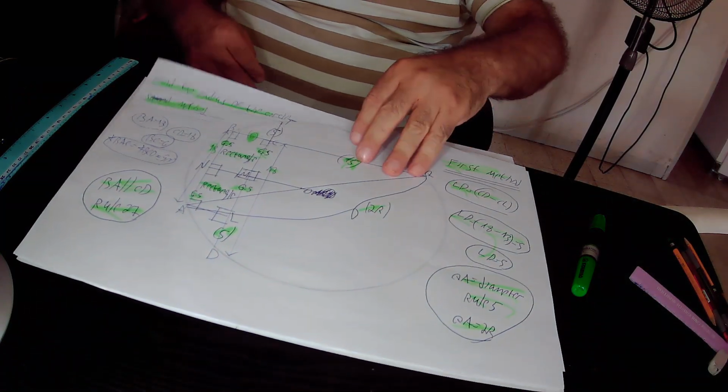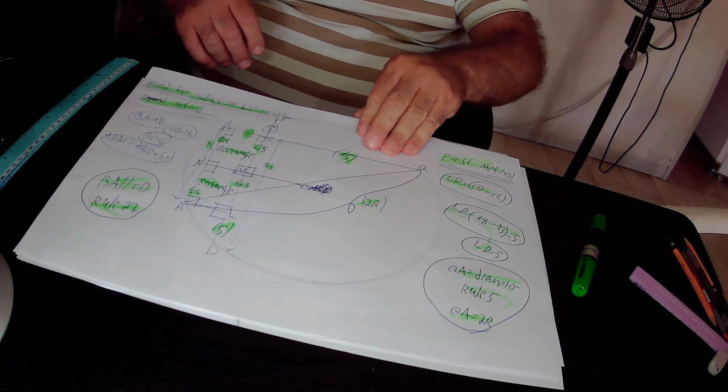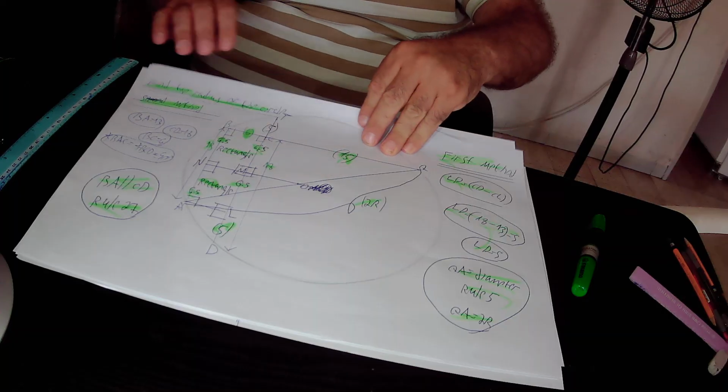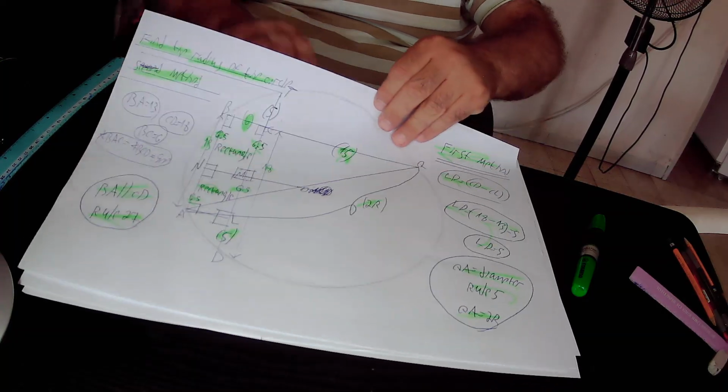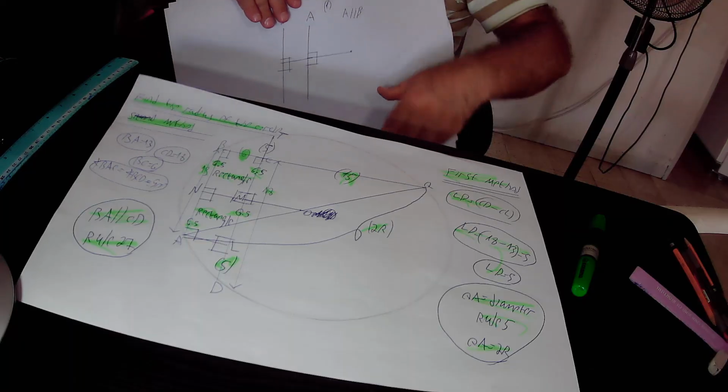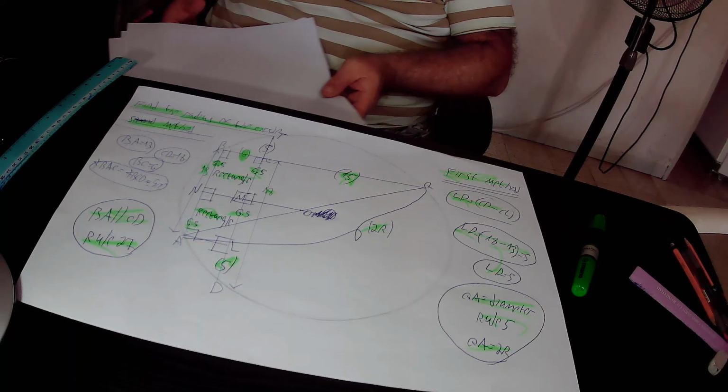In the second question, our task is to find out the area of this circle. So we start with the first method.